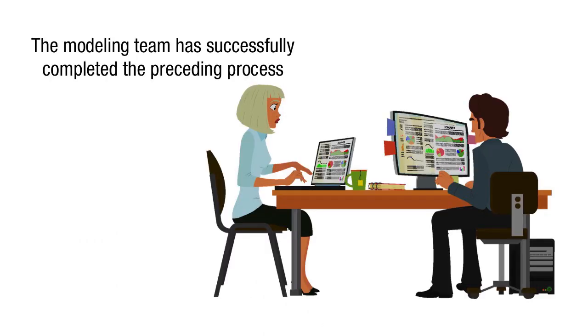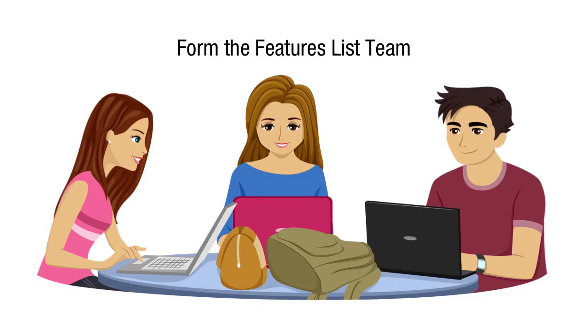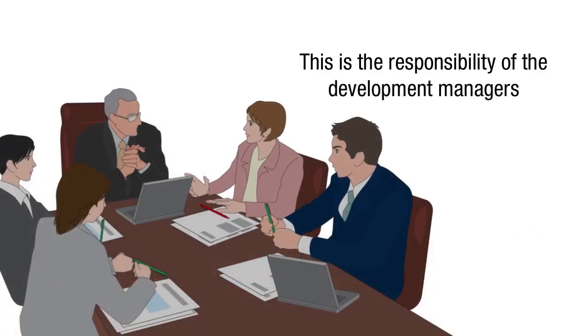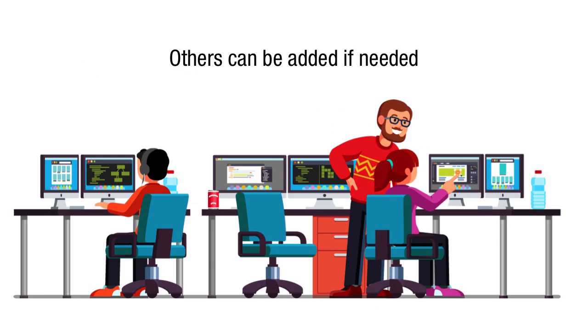Entry criteria. The modeling team has successfully completed the preceding process. That is, it has developed an overall model that has been accepted by the chief architect. Tasks. Form the features list team. This step is required. This is the responsibility of the project manager and the development managers. The team normally consists of the chief programmers from the preceding process. Others can be added if needed.